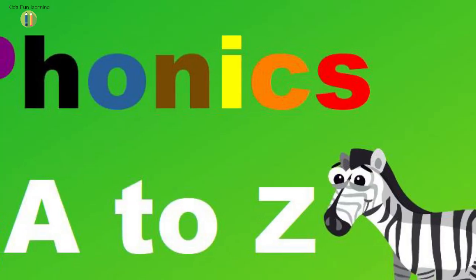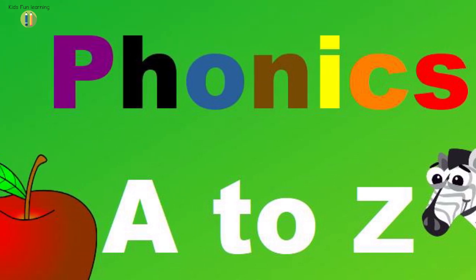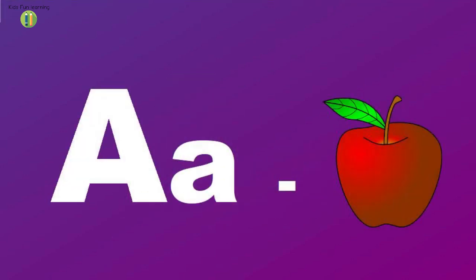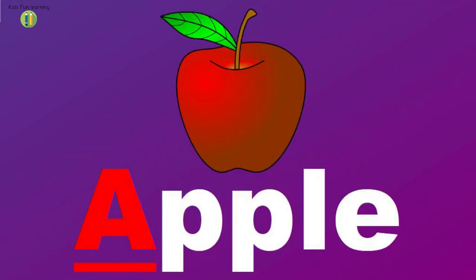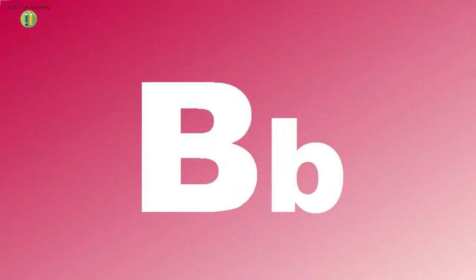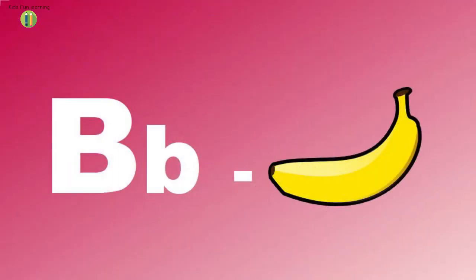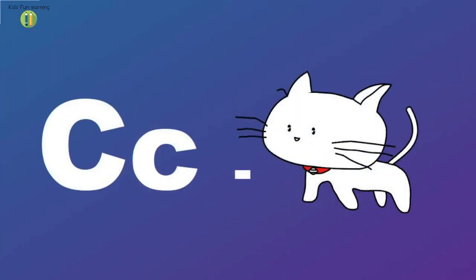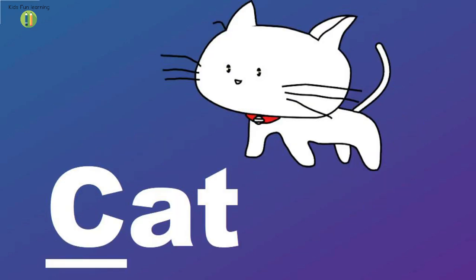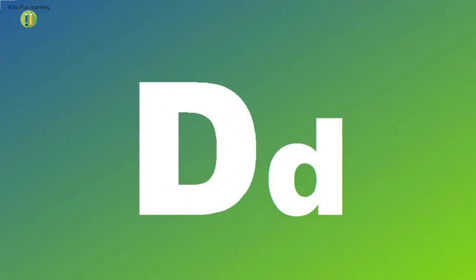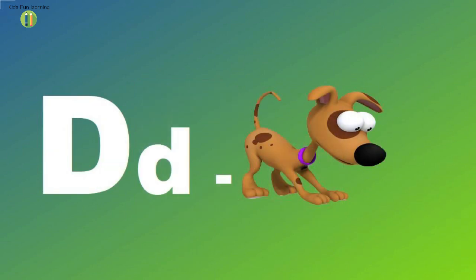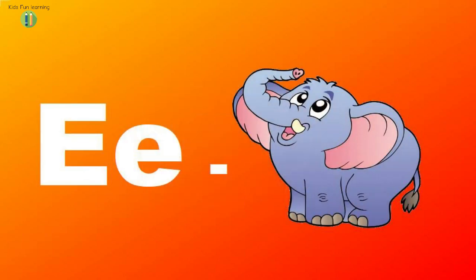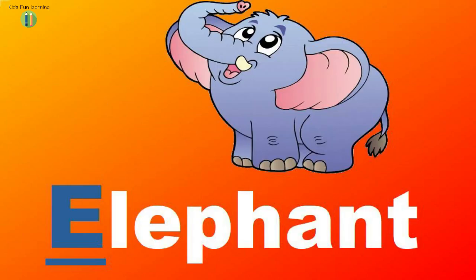Today we will learn letters with its phonic sound and example. Let's start. A, apple. A is for apple. B, banana. B is for banana. C, cat. C is for cat. D, dog. D is for dog. E, elephant. E is for elephant.